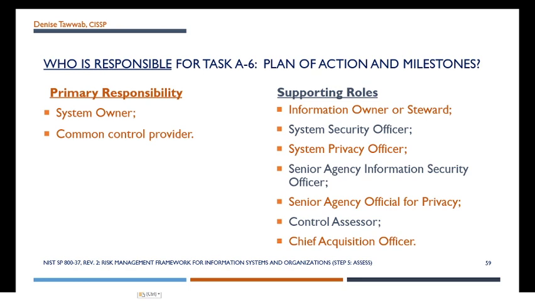Primary responsibility for the plan of action and milestones, or the POAM, is going to be the system owner and the common control provider. Supporting roles, of course, can be played by the information owners or stewards, system security officer, system privacy officer, chief information security officer, the chief privacy officer, the control assessor, and/or the chief acquisition officer, depending on the system and the roles in your organization.